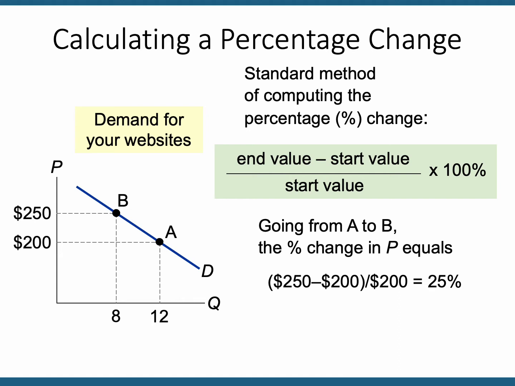So here's an example with some numbers. This might be our website business scenario that was on the second slide. In this case, it looks like we're raising our price from $200 to $250. And then the quantity demanded goes from 12 per month to 8 per month. Remember, when you're computing the percent change in a number over time, it's always the new value minus the old value divided by the old value. That's the way you always do it.